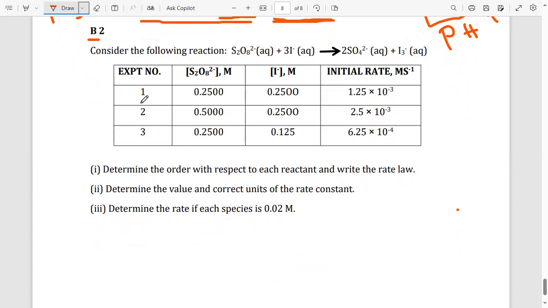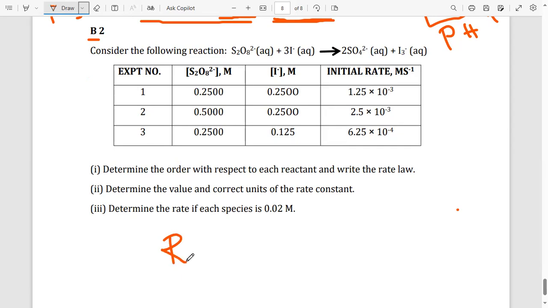So in the first experiment, we have this concentration of this reactant, this concentration of this ion, and then we have this rate. Second one, we have these concentrations and that rate. Third experiment, we have this concentration and that rate. So the first question here is they're saying, determine the order with respect to each reactant and write the rate law.